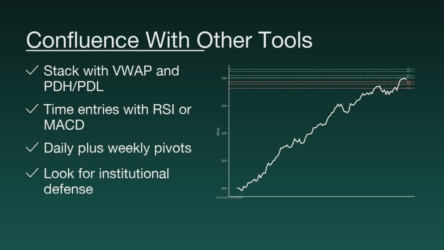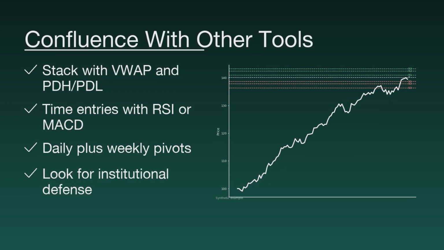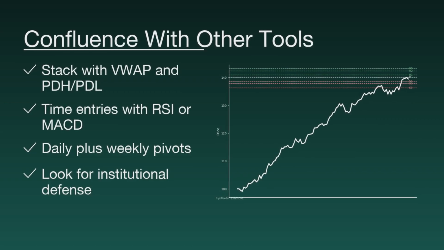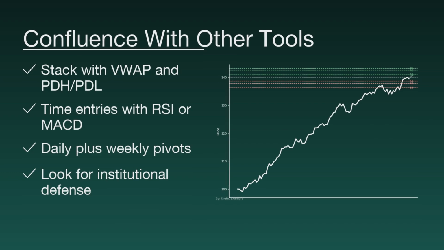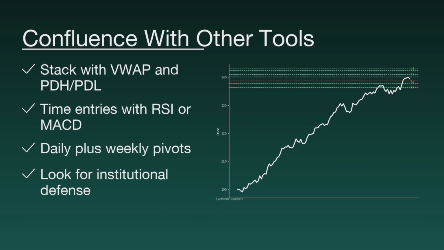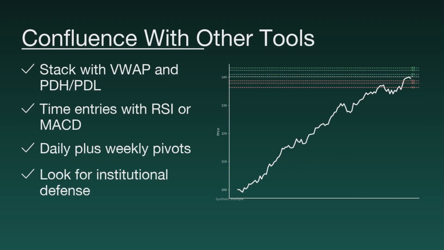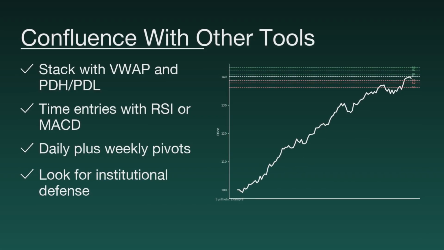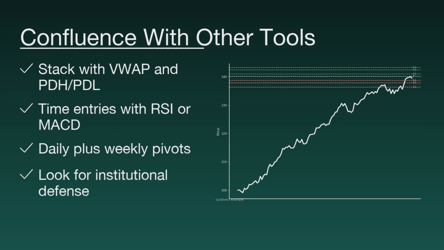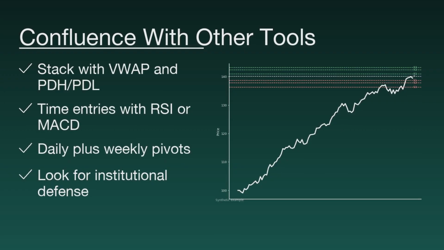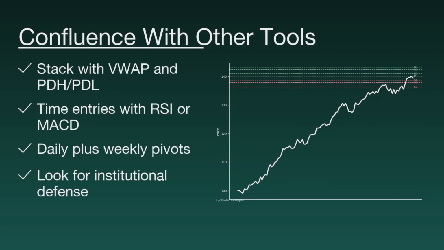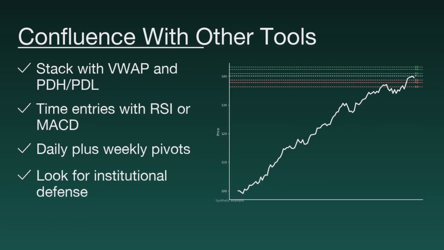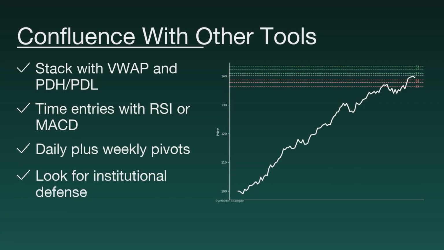Pivots become powerful when they overlap with something else. A pivot level coinciding with VWAP, a prior day high or low, or a major moving average creates a high conviction zone. Use momentum tools like RSI or MACD to time the entry inside that zone rather than at it. And always check higher timeframe structure. A daily pivot meeting a weekly pivot is the kind of confluence that institutional desks actively defend.